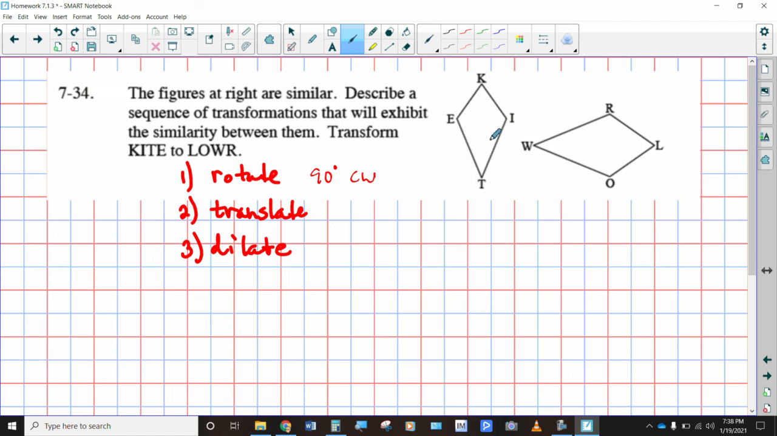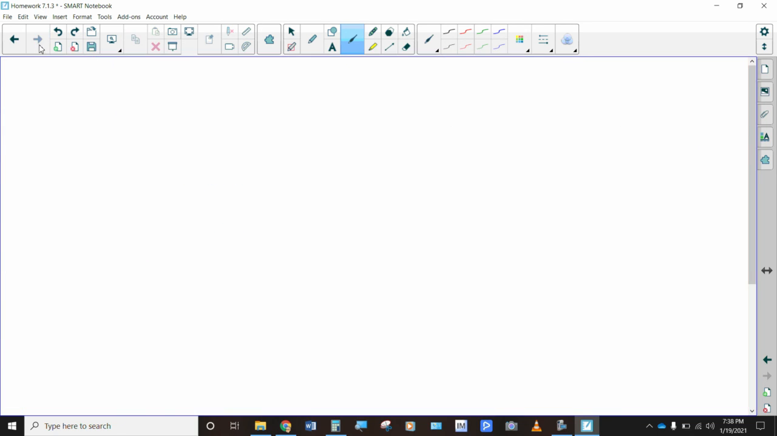Then I would dilate it according to some scale factor. And then once I got it oriented and the right size, then I would slide it over, do the translation. So it could be in any of these orders, but I'd probably do 1, 2, and then the translation would be number 3. All right, and that ends our homework.